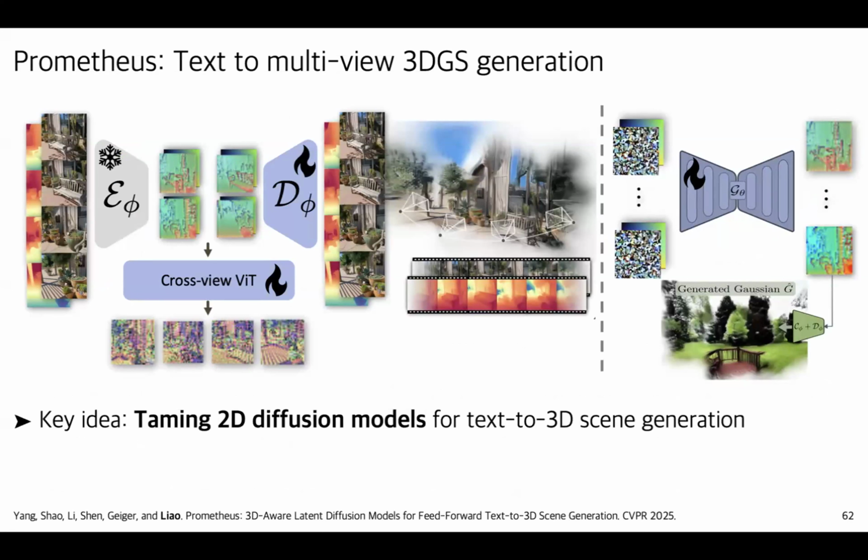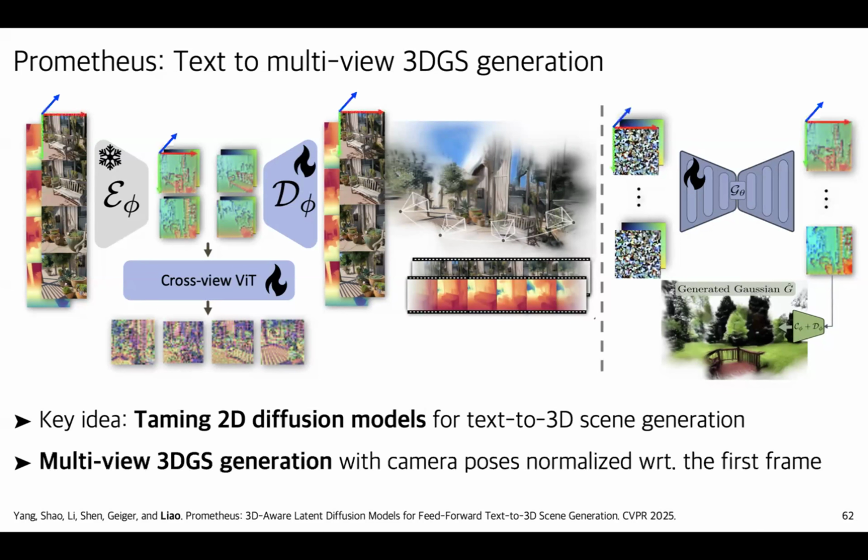reuse the prior of 2D models to generate 3D content for text to 3D generation. That's why the name Prometheus. So here, what we did is that we extend existing Stable Diffusion to generate multi-view 3D Gaussians. And what we propose is that we additionally learn RGB-D latent space instead of RGB latent space. And we learn this cross-view ViT to be able to align the multi-view latent.